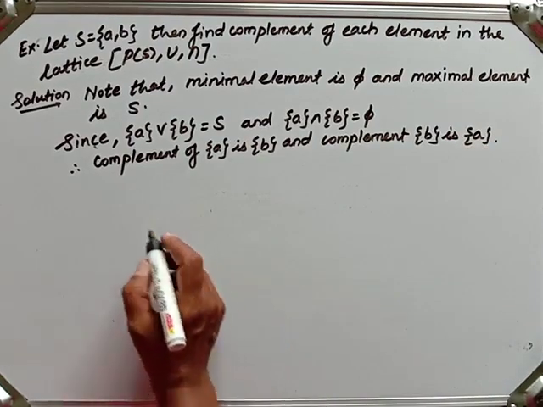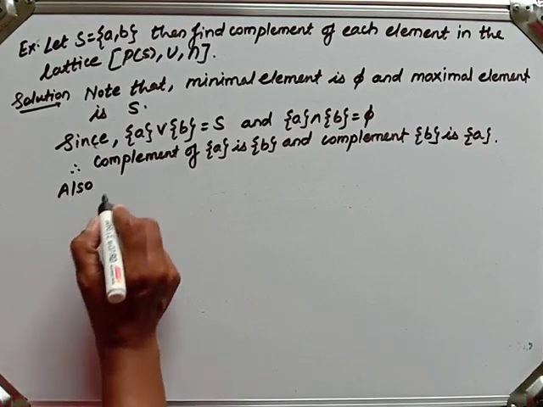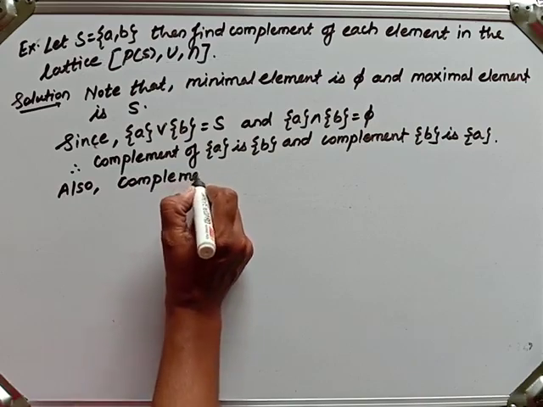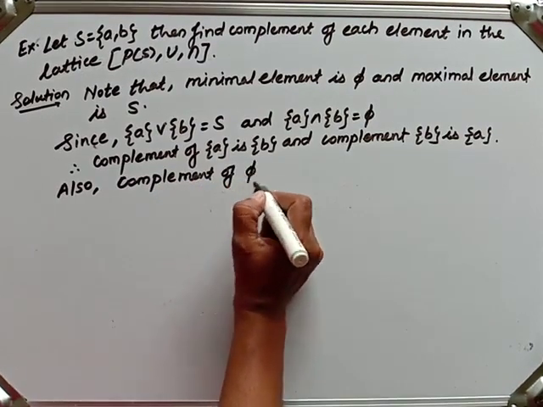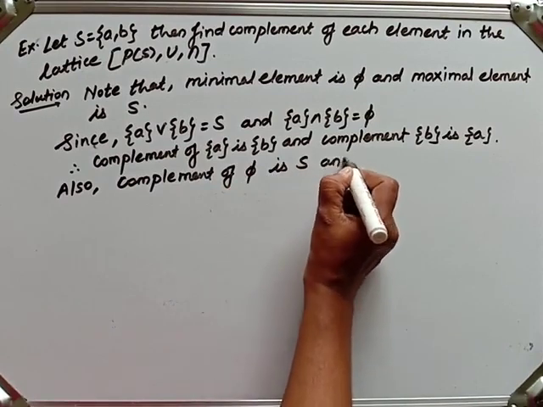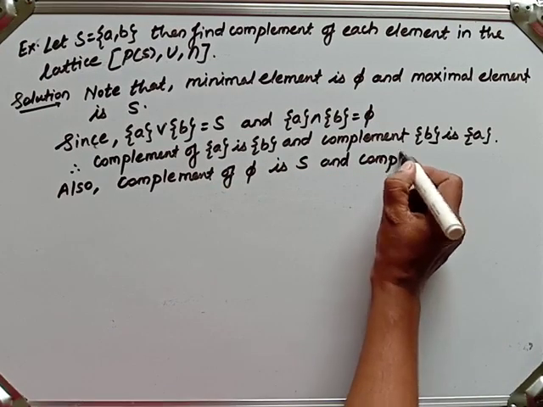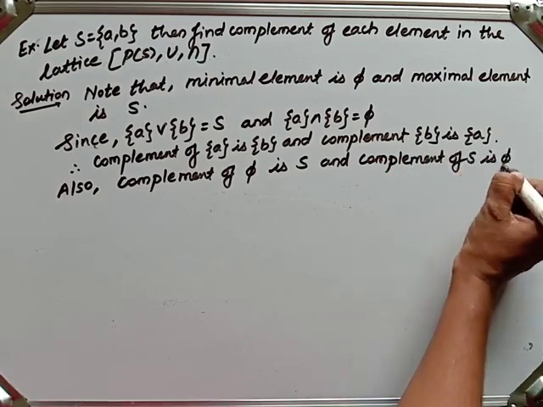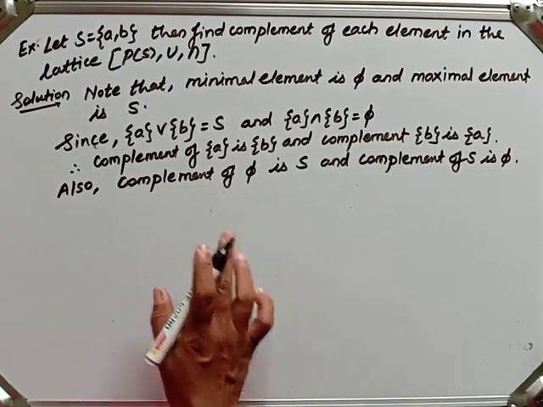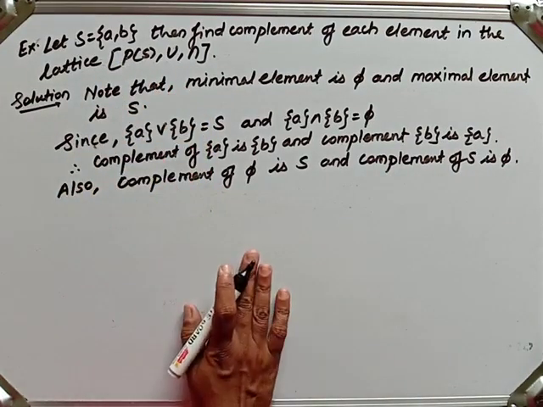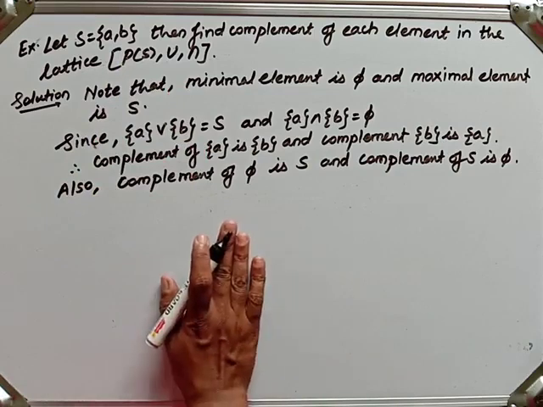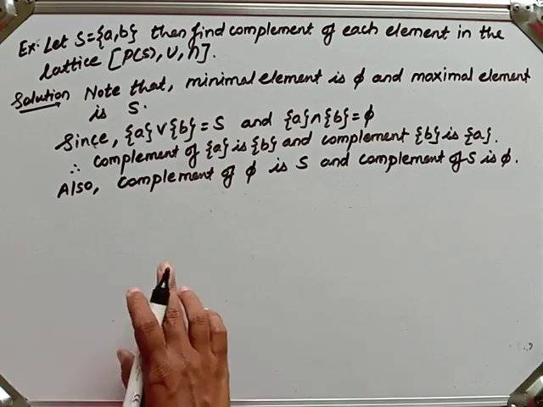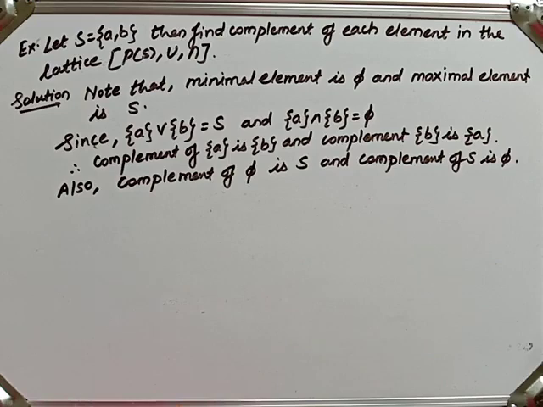Fine. Also, complement of φ is S, and complement of S is φ. So here, for each and every element of the set P(S), the complement exists. So we can say this lattice is a complemented lattice, while the previous one is not a complemented lattice, as there, for 2 and 10, the complement does not exist.